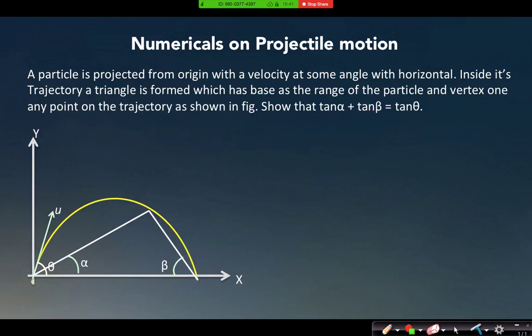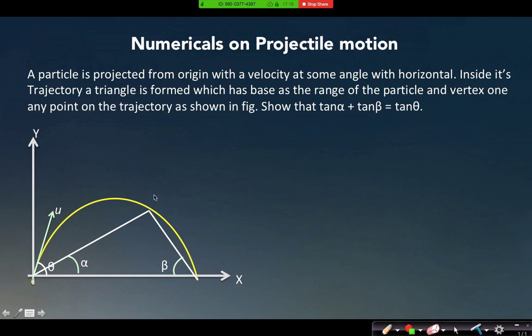Let us try to solve it. It is a good question, and we can do it in different ways. But I will tell you the simplest way that I have learned. This is a projectile motion, and I have drawn an arbitrary triangle inside the path of the particle, where the two points of the base of the triangle are on the base of the projectile motion, and the vertex lies at any point on the path of the trajectory of the particle.